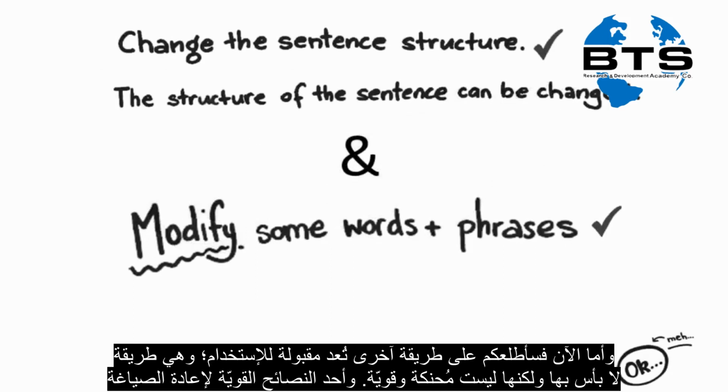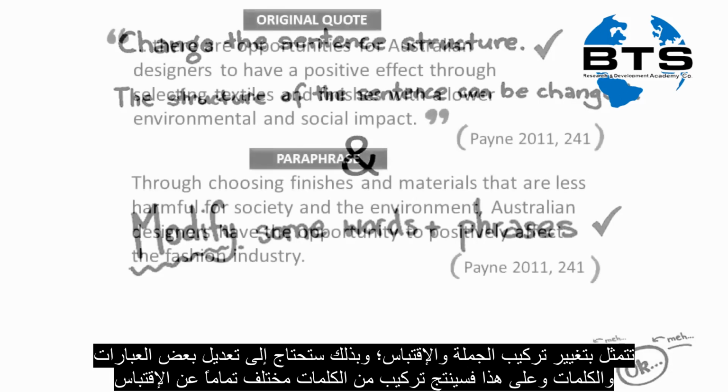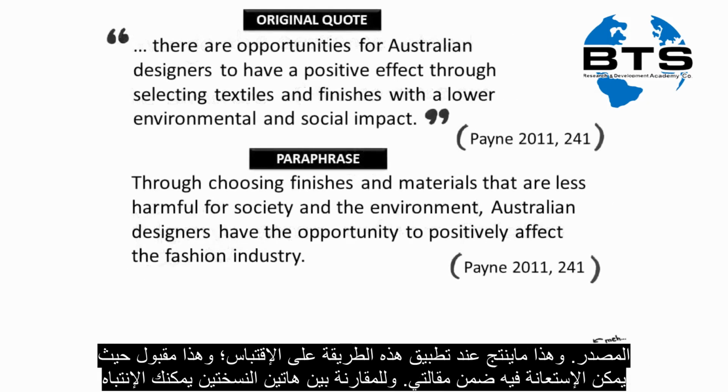A good tip for trying to paraphrase a quote is to change the sentence structure. When doing this, you'll need to modify some of the words and phrases so little combinations of words don't match the original quote. This is what happens when I apply this method to my quote. It's okay, I could use it in my assignment.